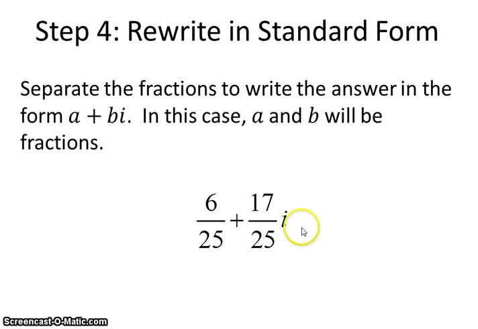When you do break it apart like this, you should always check to see if you can simplify either one of your fractions. In this case we can't, so this is our answer.